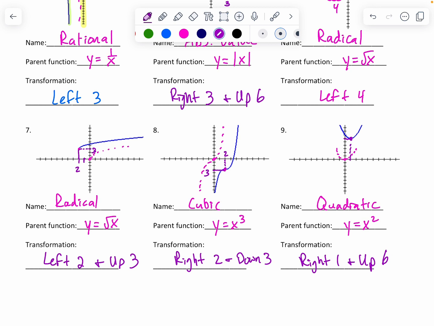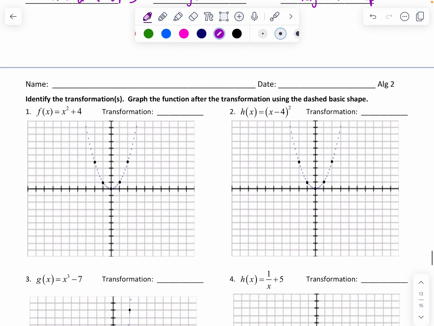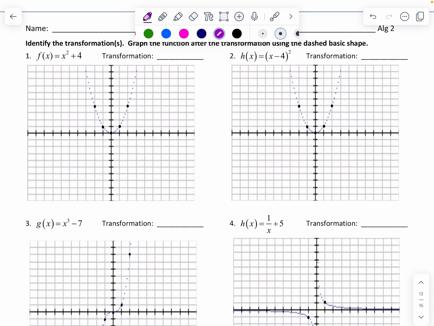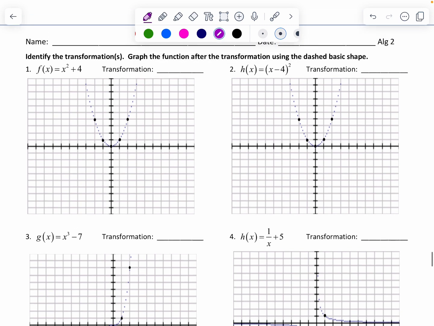Okay, so now we've looked at it on pictures, and we have looked at it in an equation. So now let's try to draw our own. So here we have been given an equation, and we want to know what transformations have happened. So I know this is a quadratic, and they've given us the parent function.